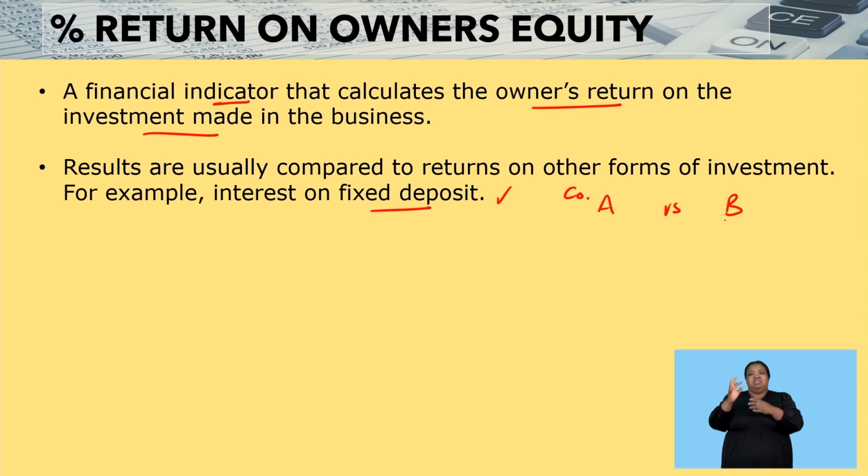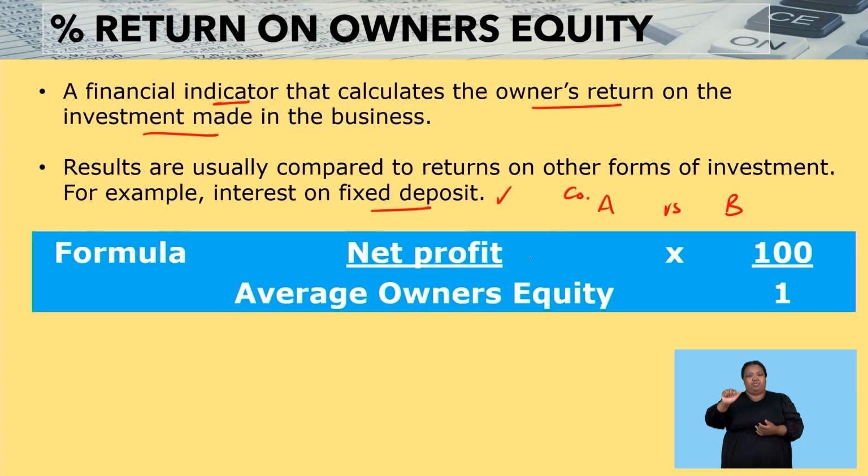So you must be able to calculate this percentage return on owner's equity and then compare it with other investments that would then inform the potential investor if he should invest in a particular company. Let's go and see how we can calculate this. Here is the formula. It says net profit over average owner's equity. Very important. You're going to see how we calculate the average owner's equity, and then we multiply it by 100 over 1. Very important as well, that we multiply that by 100 over 1.